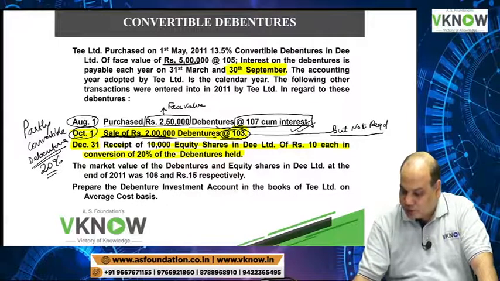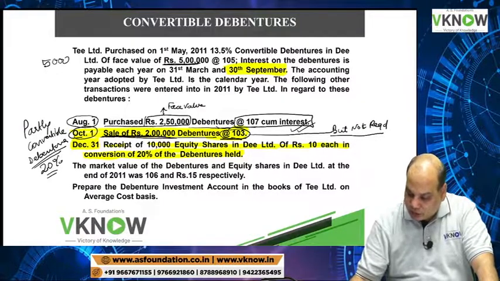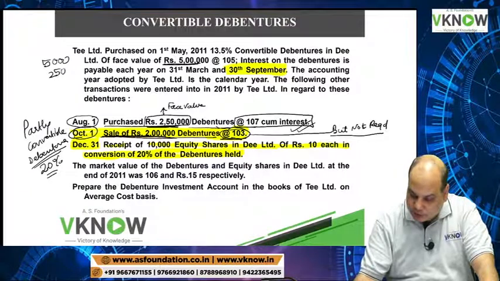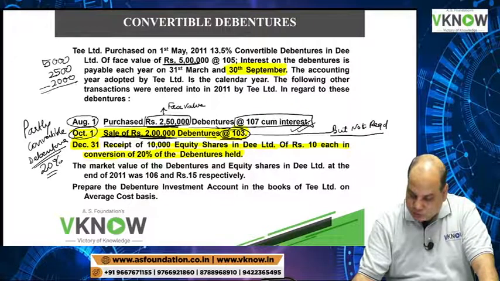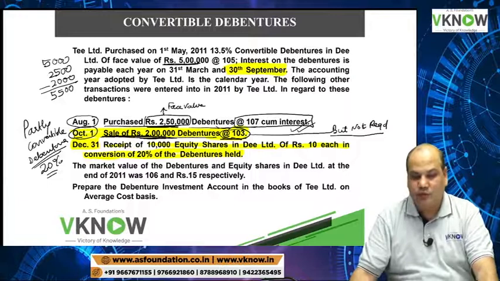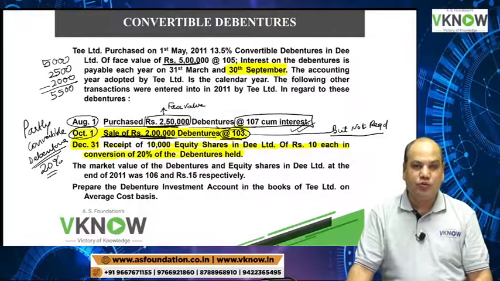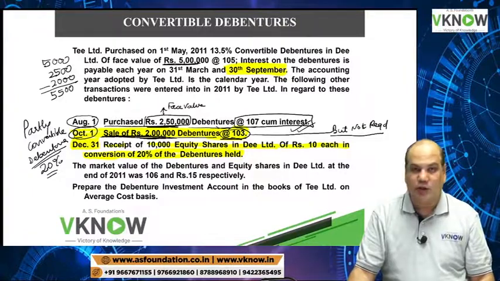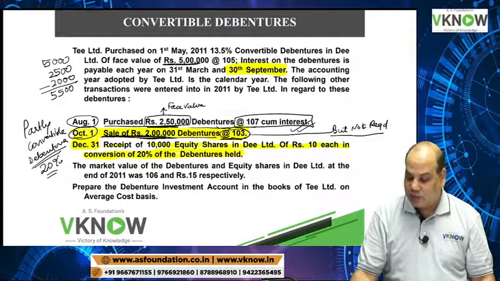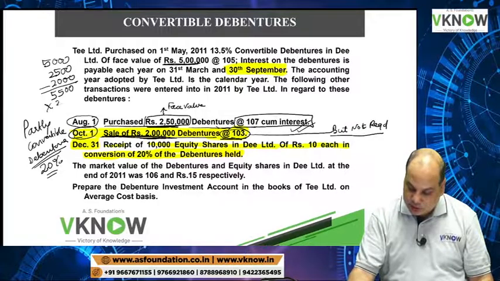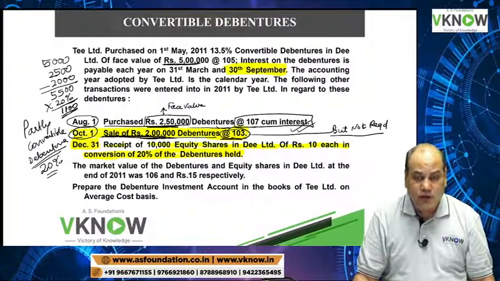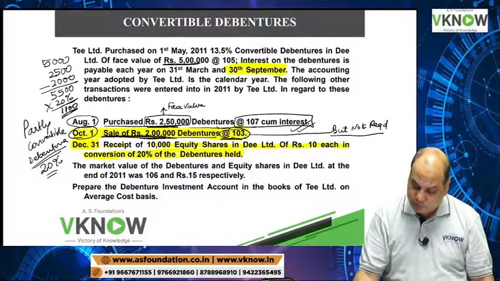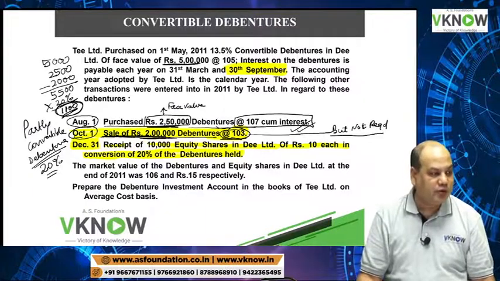Here we have debenture 5,000 purchased. Here we have another debenture 2,500 purchased. And here we have sold 2,000 debenture, minus 2,000. So total debenture we were holding was 5,500. Purchased 5,000, again purchased 2,500 and minus sold 2,000, into 20%. So 1,100 debentures, 20% means 1,100 debentures got converted into equity share.